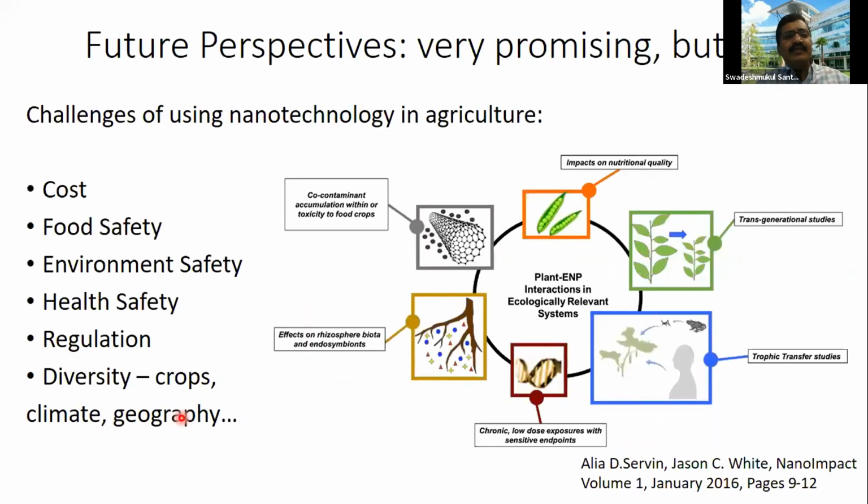Having said that, what is the future lying ahead of us? Well, I just gave you a glimpse of what nanotechnology can do. There are plenty of opportunities for us, material scientists, chemists, and the interdisciplinary team that I just showed you, that we work together with at our MISA Center at UCF, to think about how to design nanomaterials for future crop productivity and contributing to food security. But there are many roadblocks ahead: cost, food safety, environmental safety, health safety, regulation, and diversity of crops.